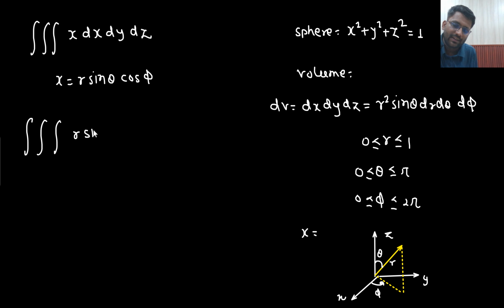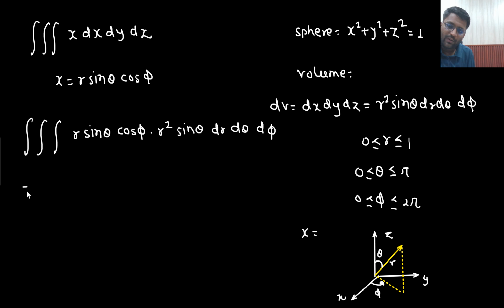x is r sin theta cos phi. And what is dx dy dz? How is the volume defined? In the direction of r, how much do you move? dr. In the direction of theta, how much do you move? r d theta. In the direction of phi, how much do you move? r sin theta d phi. So it is r squared sin theta dr d theta d phi. This is how we write down the volume: r squared sin theta dr d theta d phi.